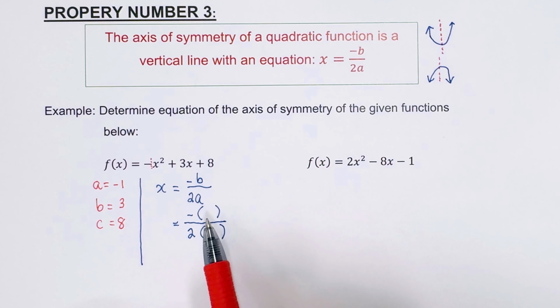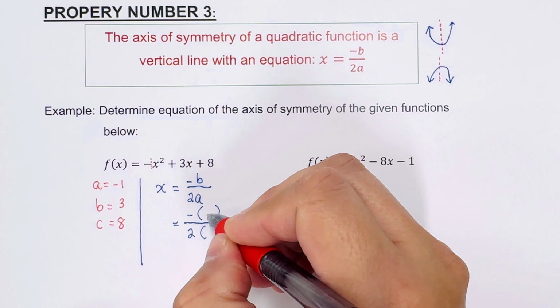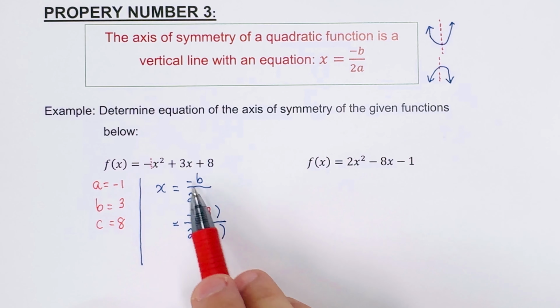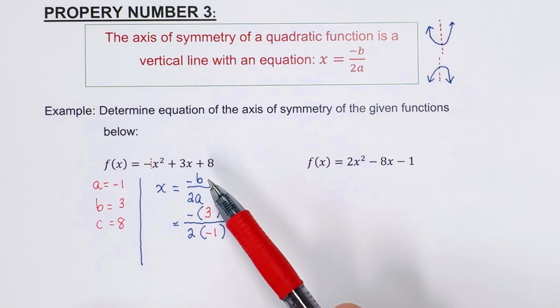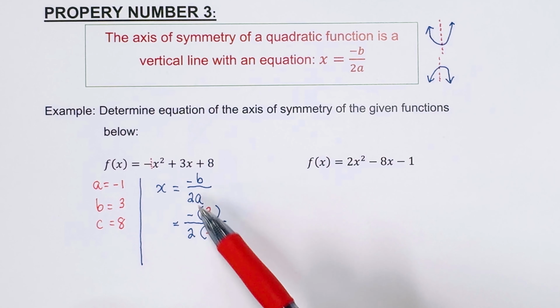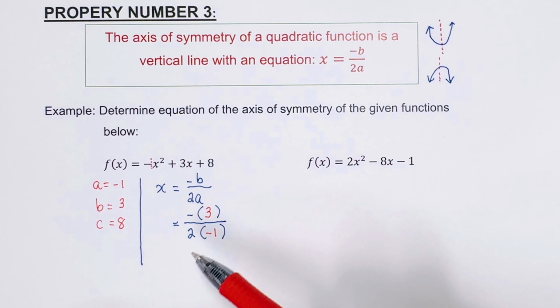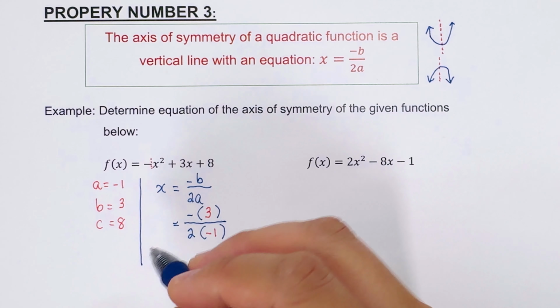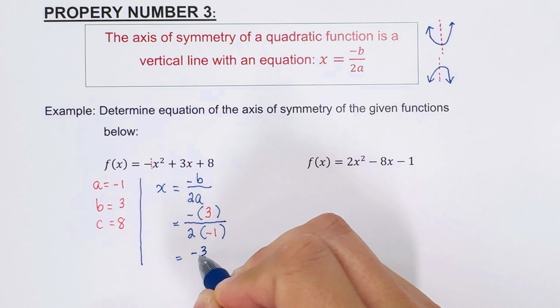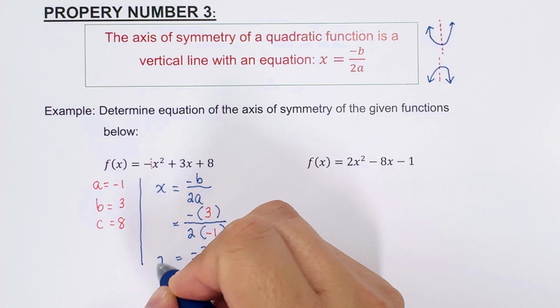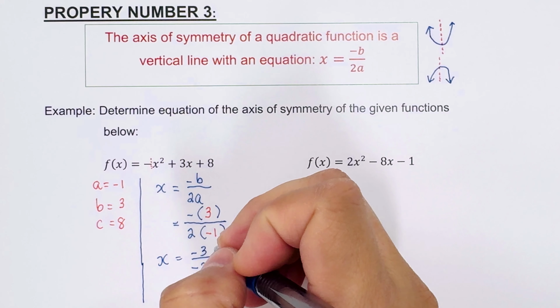I will use red to plug in the numbers here. So our b is +3. And our a is -1. So what I did was I plugged in the b and I plugged in the a. Now I'm going to do the math to solve for the x here. So x equals negative times 3 is -3, over 2 times -1 is -2. Can we still reduce that? We can't. So this is already the answer.